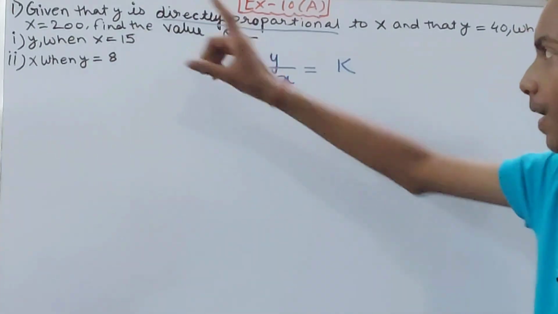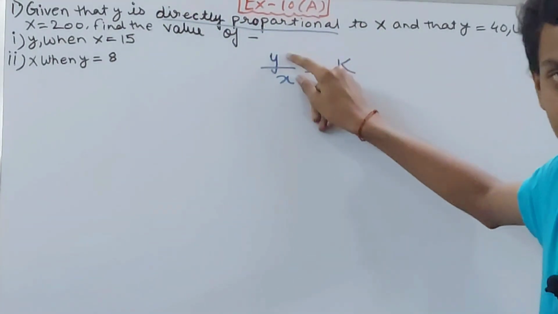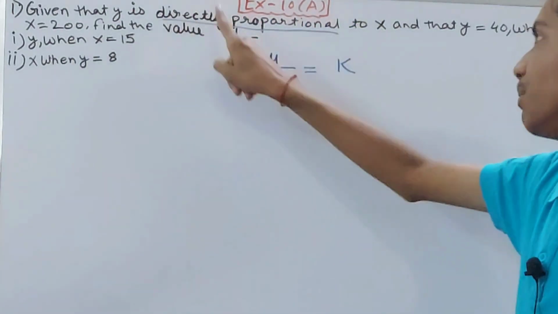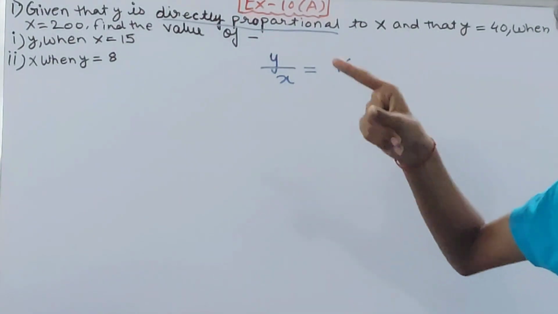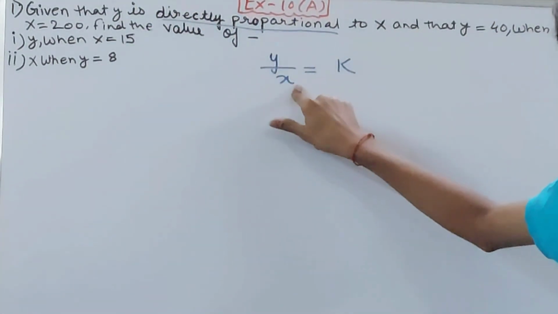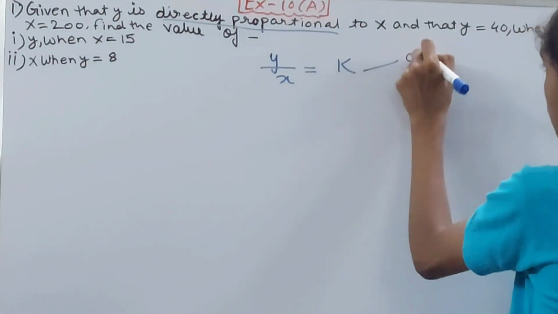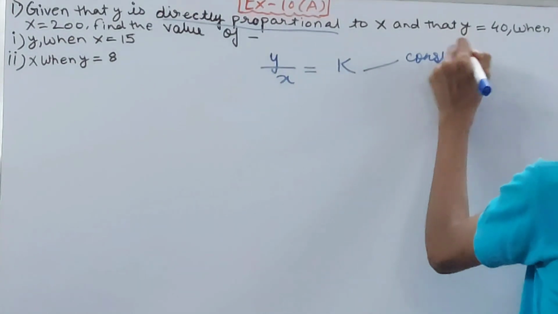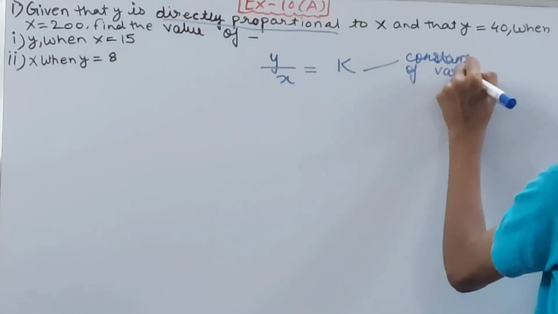Okay, y is directly proportional to x. We can write this as y upon x. If x is directly proportional to y, then we will write it as x upon y. So just reverse. What is written first, you will write in the numerator. What is written after, you will write in the denominator, is equal to k. What is this k called? This is called the constant of variation.